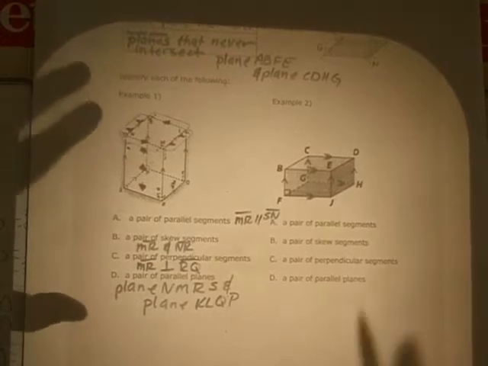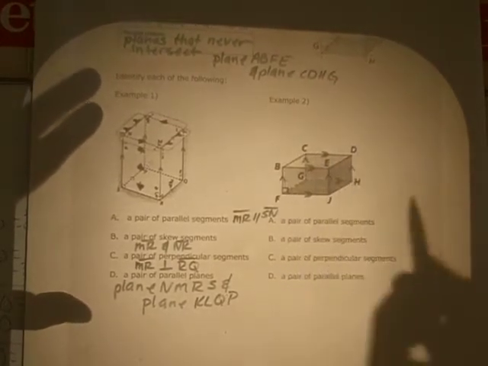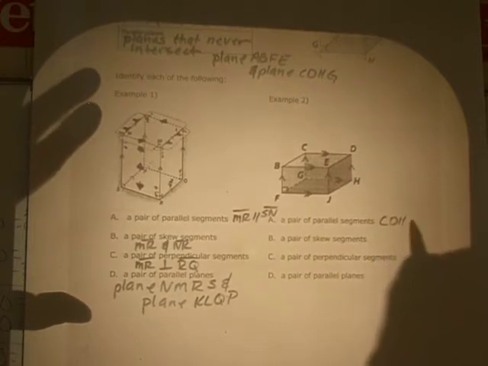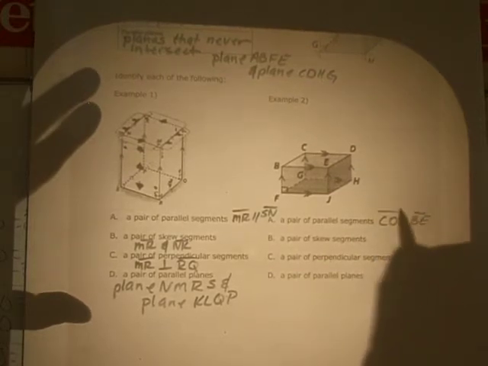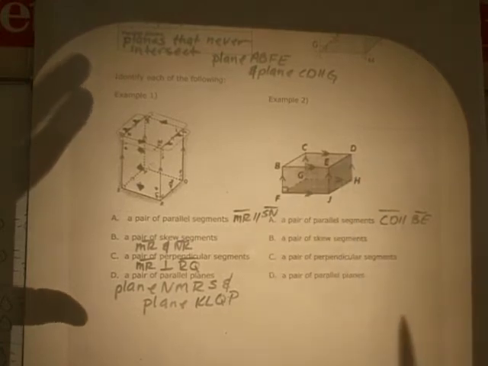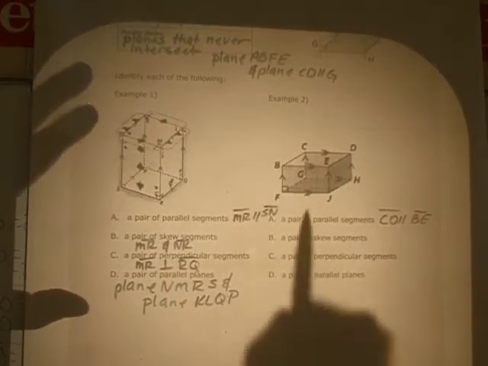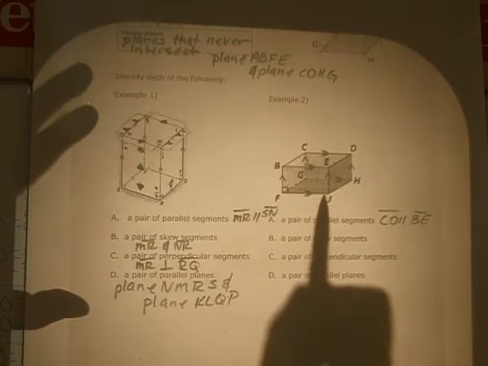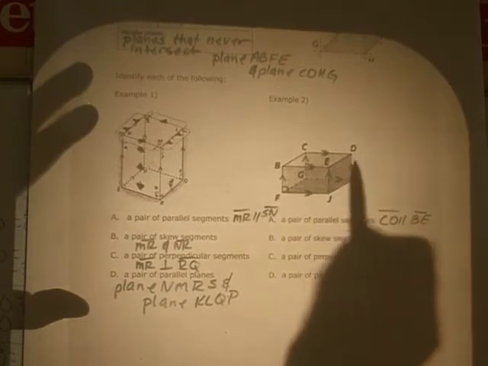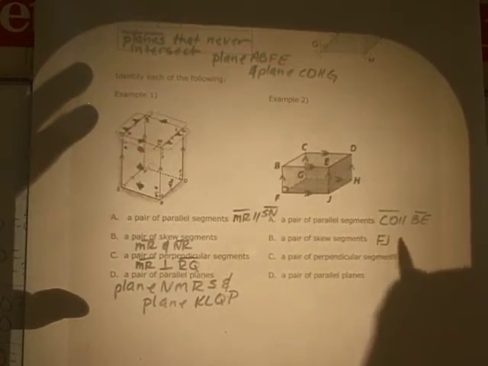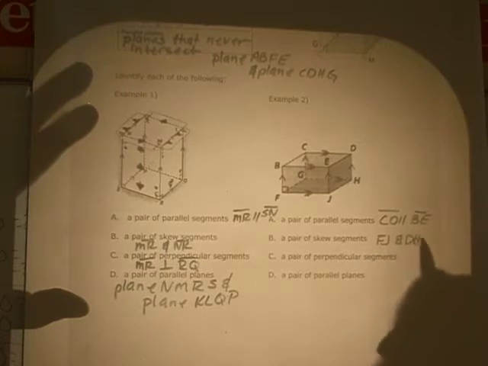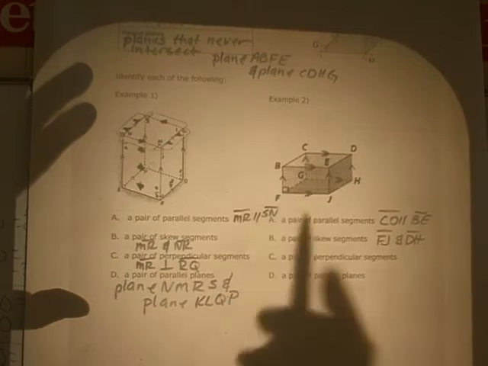Example 2, parallel segments. I am going to do CD and BE. Skew segments. I am going to pick FJ right here across the front and DH. Perpendicular, meet at a right angle. FB and FJ.